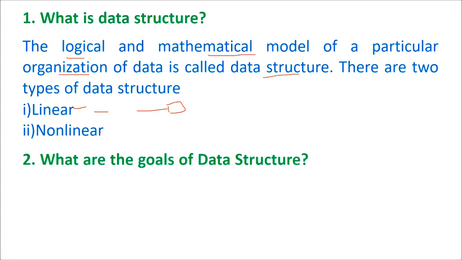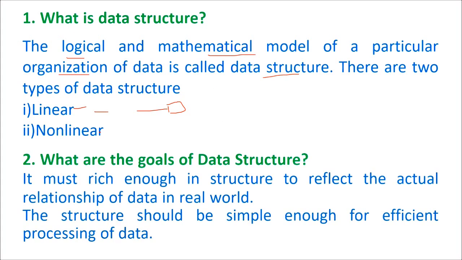So what are the goals of data structure? What do you achieve by it? First is, it must be rich enough in structure to reflect the actual relationship of data in the real world. Because actually data in real life is what we are going to program. So the structure should be simple enough for efficient processing of data. And this processing includes accessing, searching, sorting, deletion, addition, modifications, all these.